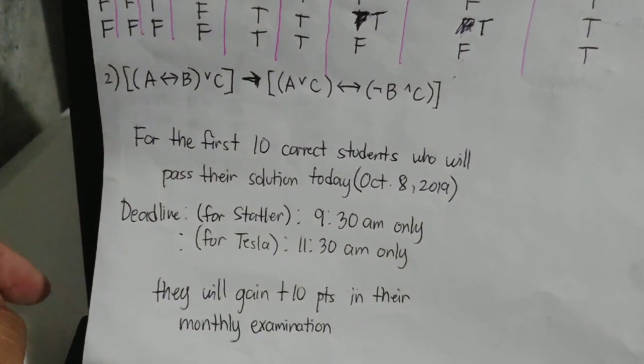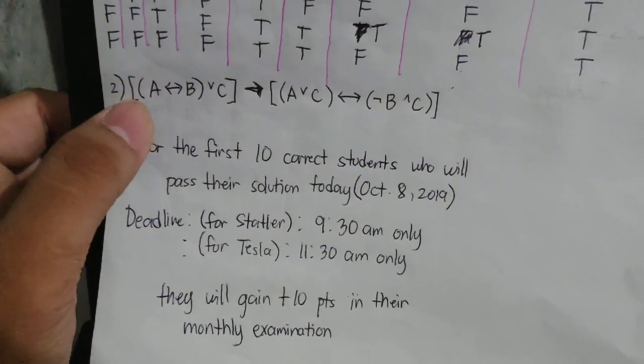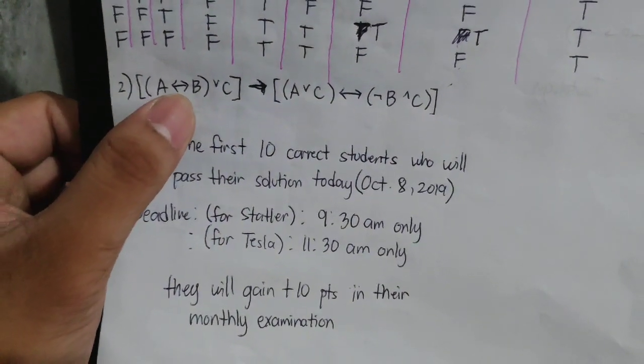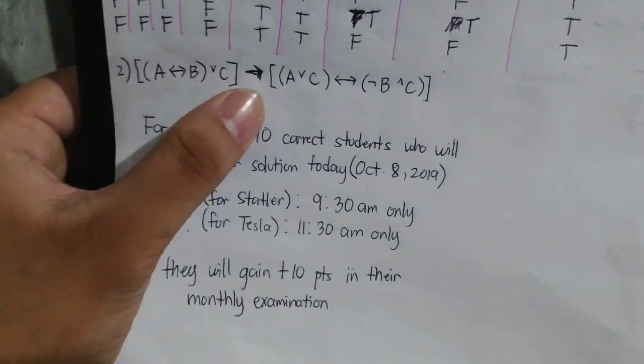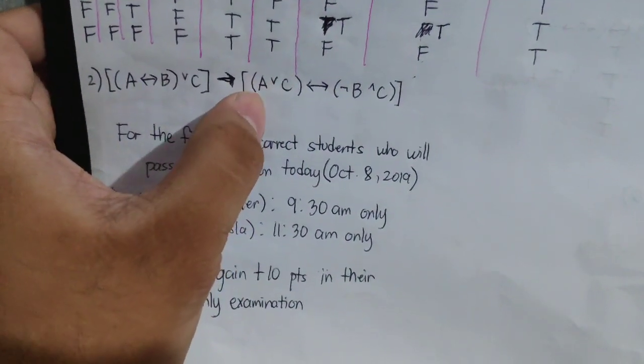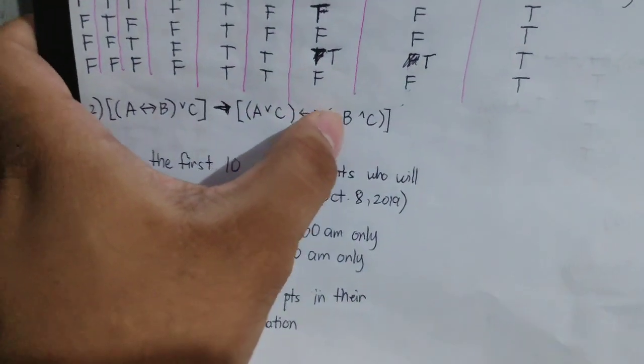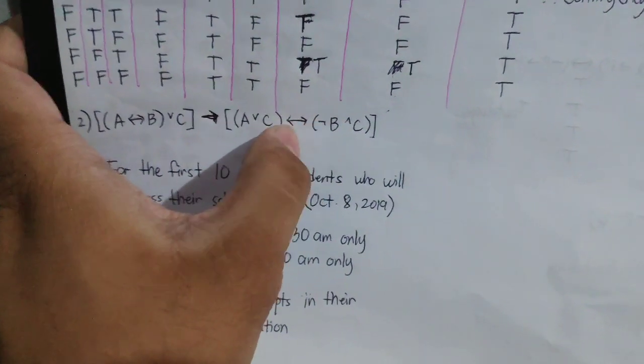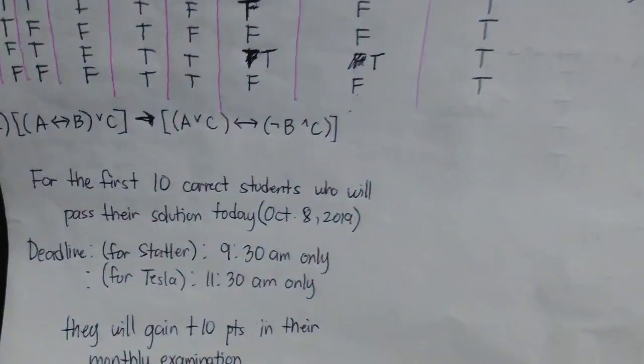So for number 2, you have the statement A implies B or C, which implies that you have the biconditional of A or C and the biconditional, if and only if, negation of B and C.